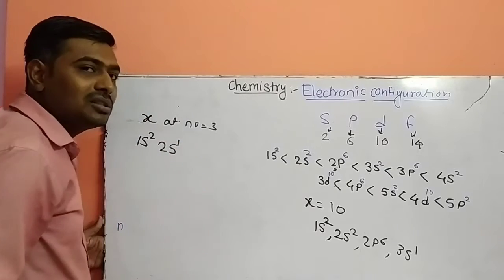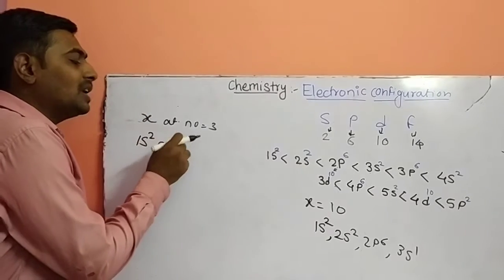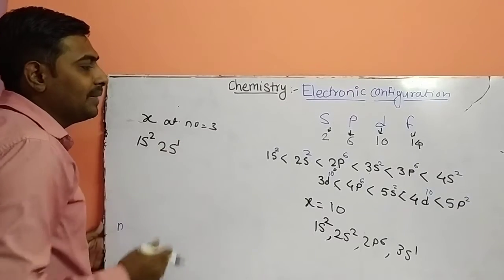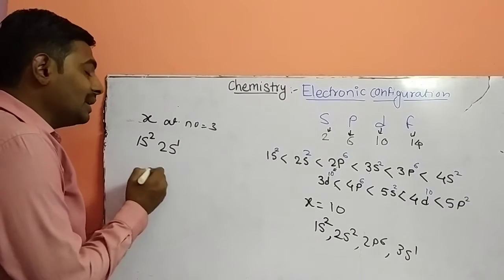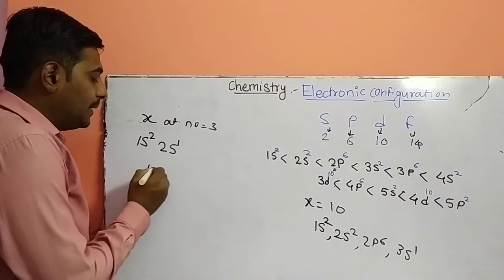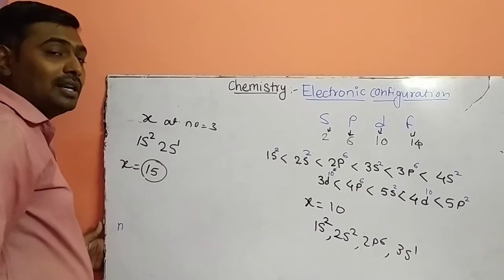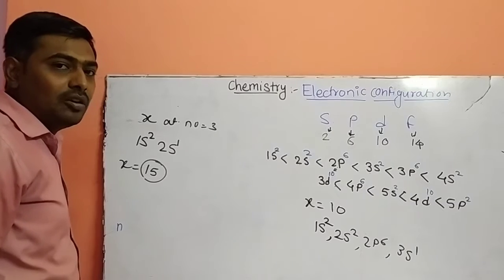Only 1, because to complete 3, 2 plus 1 is 3. One electron remains. Next, if the atomic number is 15, X is equal to an atom with atomic number 15. So what should be the electronic configuration?